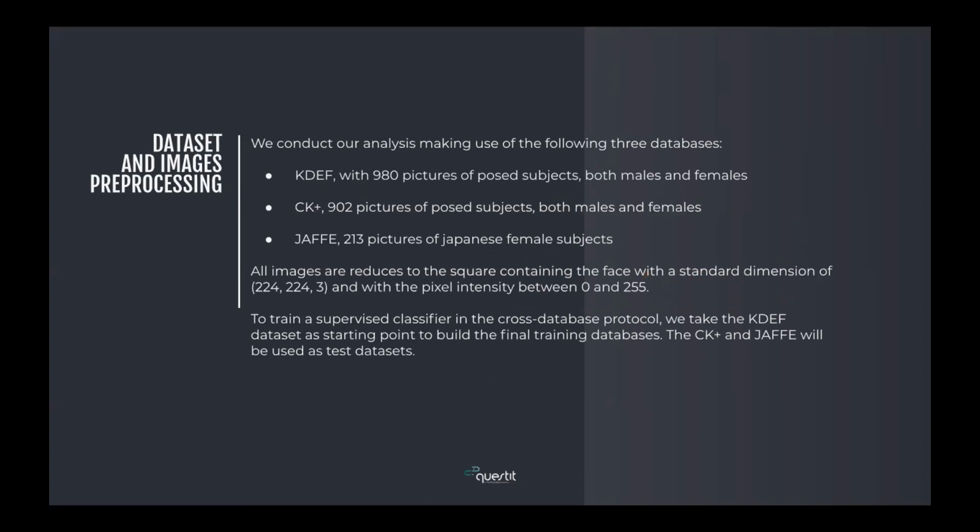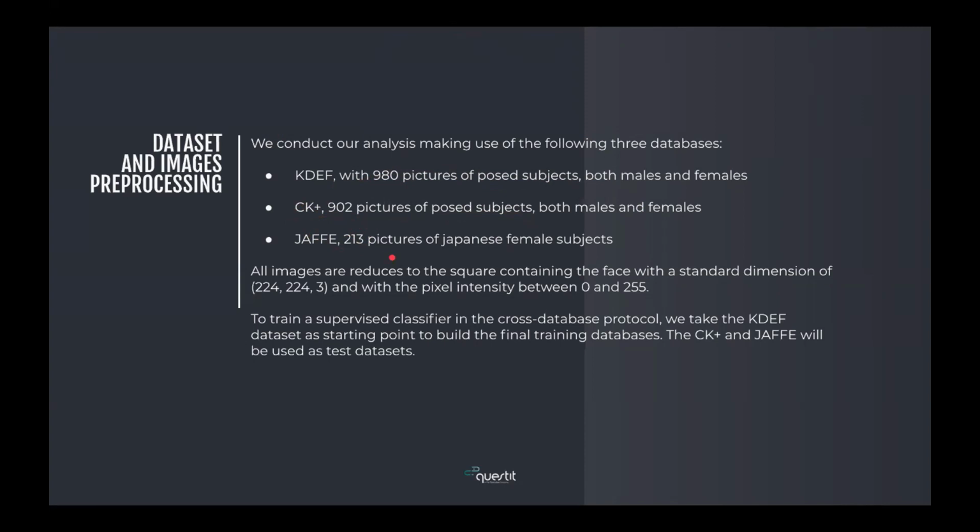So, what about the dataset? We conduct our analysis making use of the following three databases. The KDF with 980 pictures of posed subjects. The CK Plus with 902 pictures of posed subjects. And finally, the Jaffe with 213 pictures of Japanese female subjects.